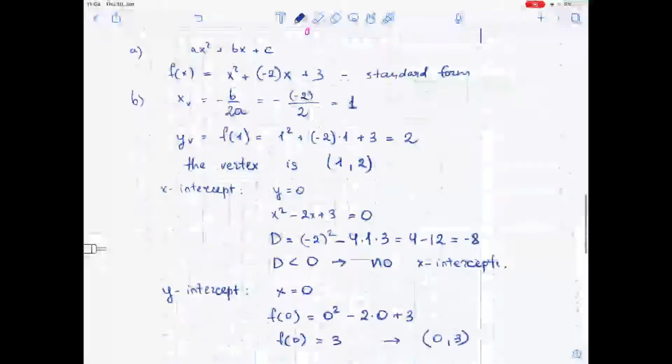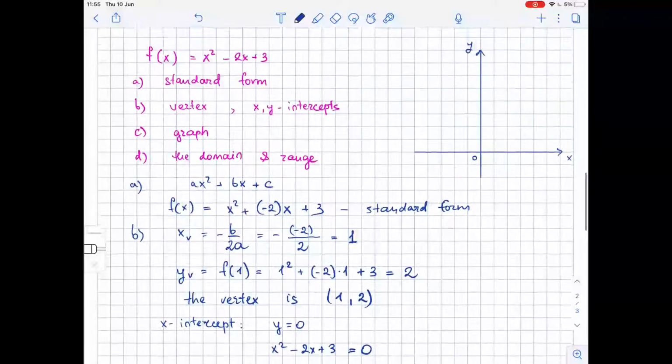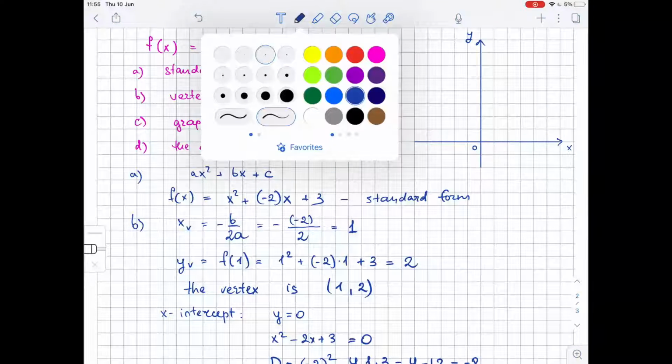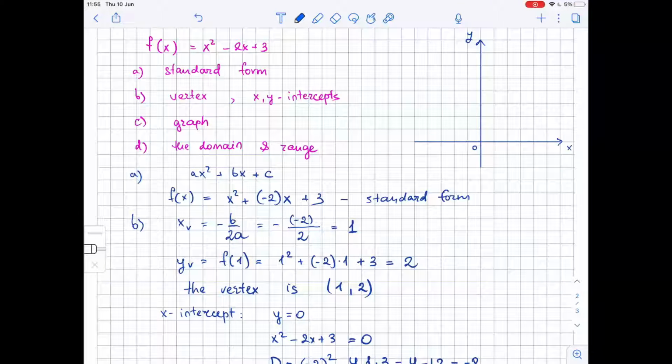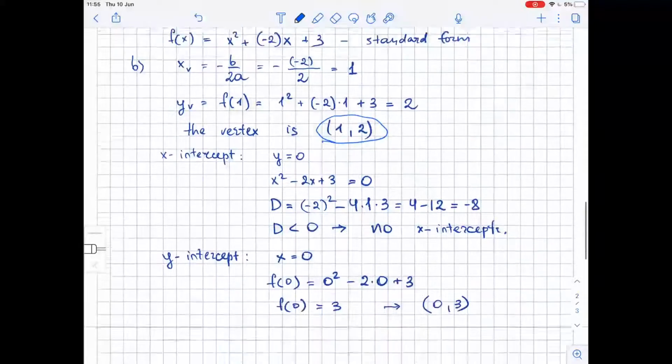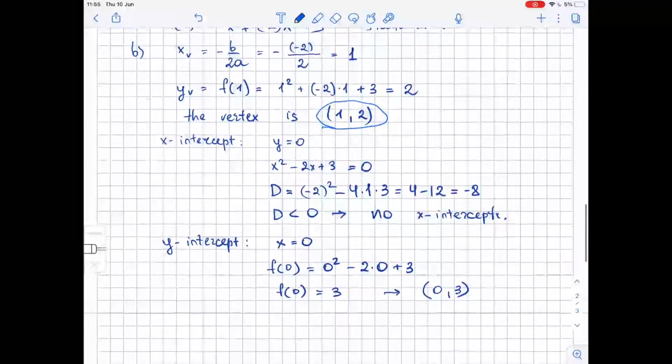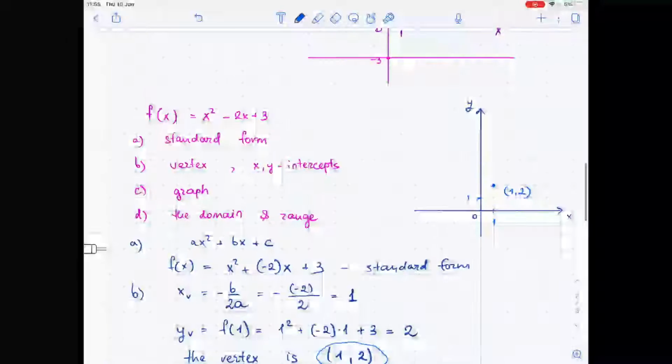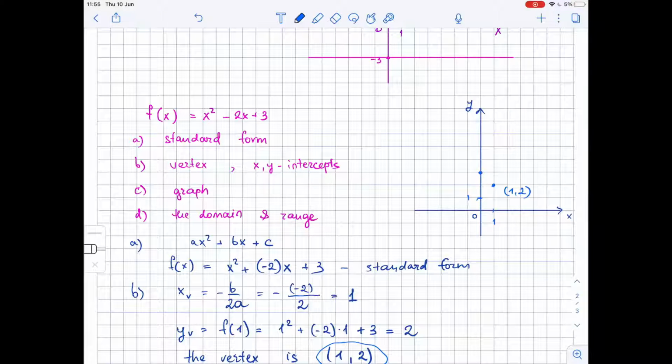We need to graph it. To build the graph for this function, first of all, let's draw the vertex on the x and y plane. So we know that the vertex is 1, 2. Then this is 1, this is 1. X equals 1, y equals 2, so it will be here, 1, 2. Next, we can draw the y-intercept. So the y-intercept is 0, 3. So x is 0, y is 3, then this point is right here, 0, 3.